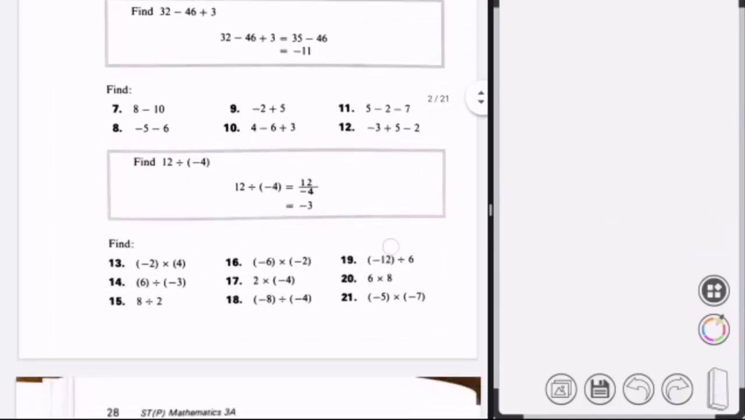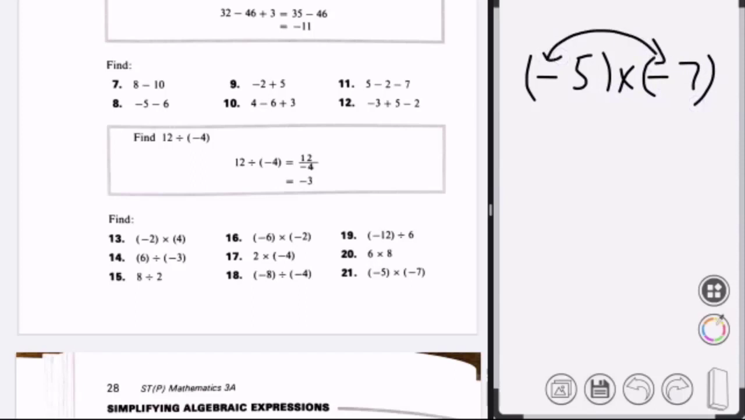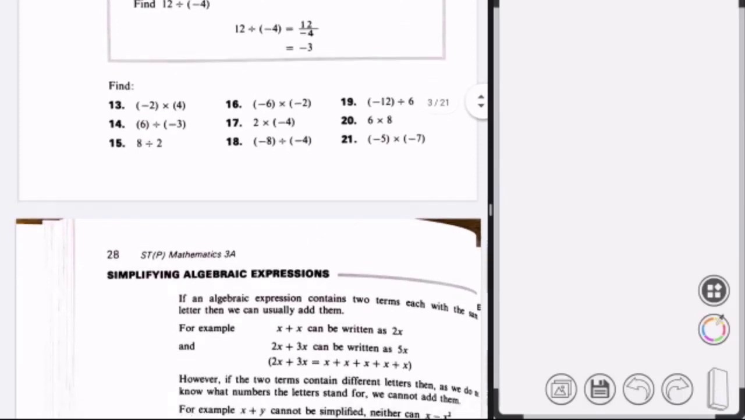The next is, for example, minus 5 multiplied by minus 7. These values are multiplying and both have a negative sign, so the answer will be positive 35. And the same here, minus 12 divided by 6. One value is positive, one negative, and it is division. So 12 divided by 6 is 2, and the answer will be minus 2. You can take help from a calculator for all these.